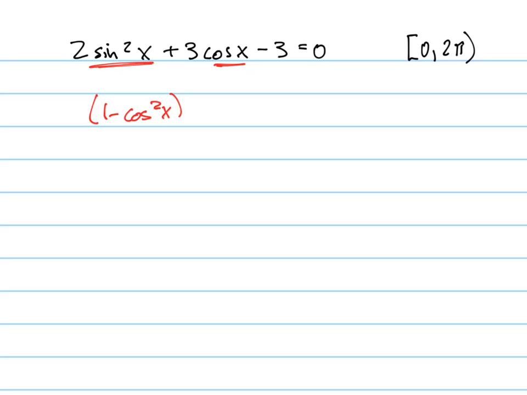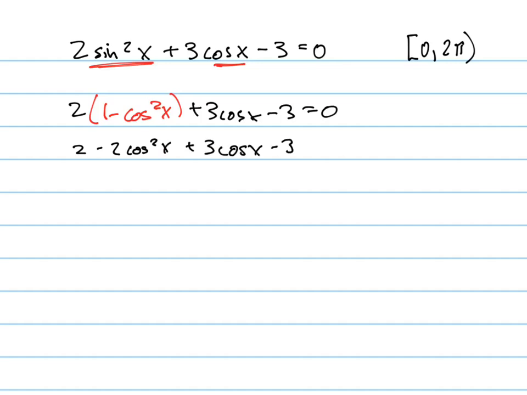So notice that I substituted that in. So what wasn't changed were these things. Now I'm going to distribute that in, and I'm going to get 2 minus 2 cosine squared x plus 3 cosine x minus 3 equals 0.